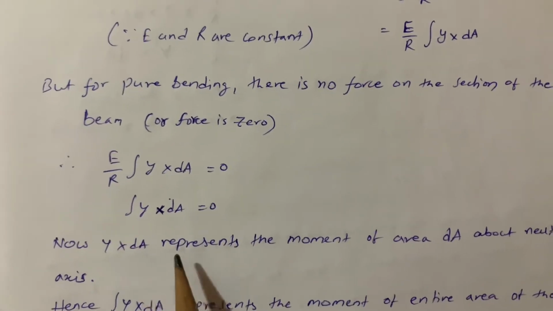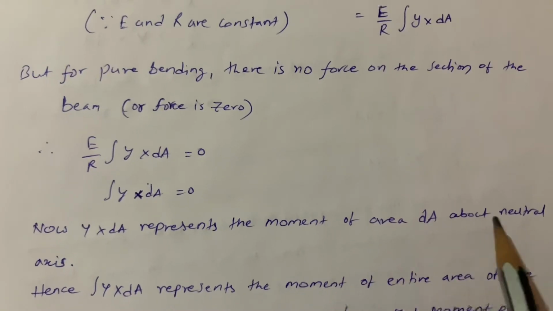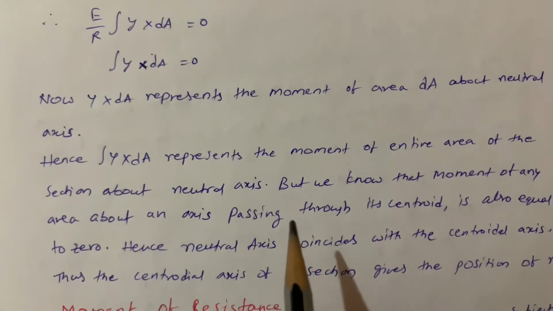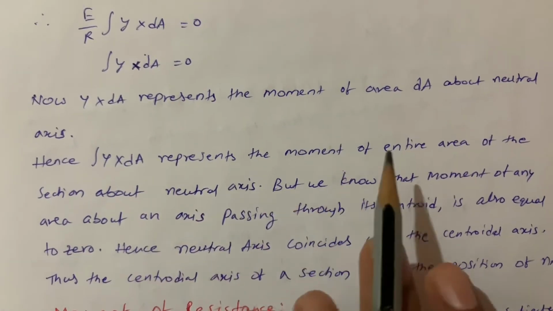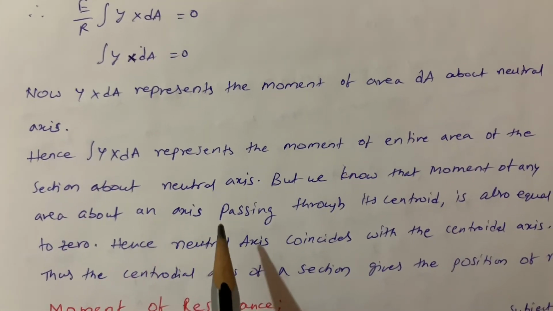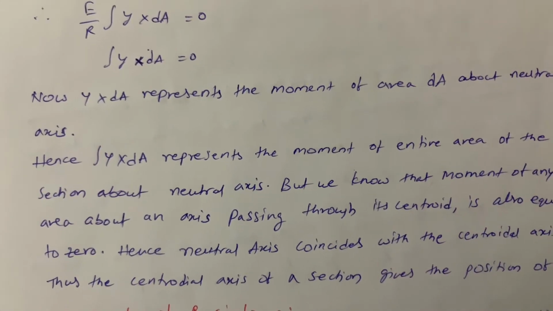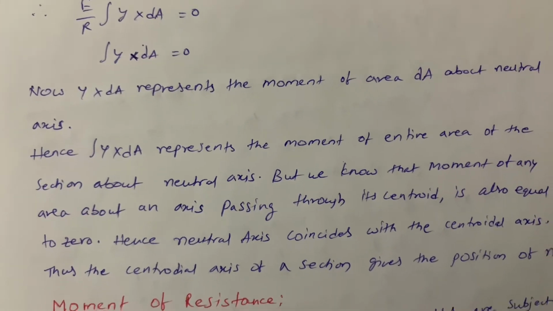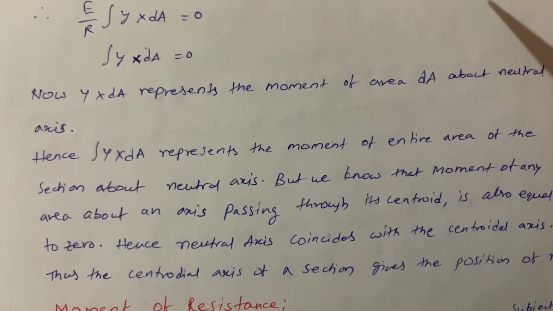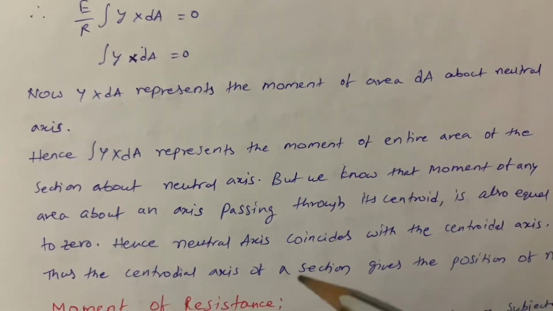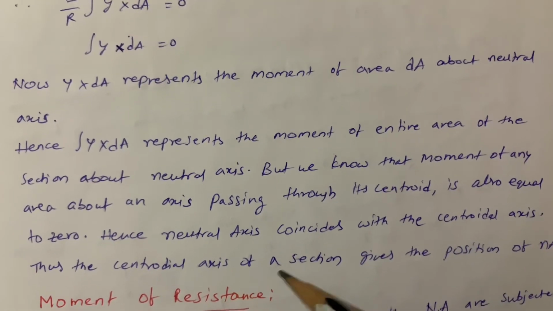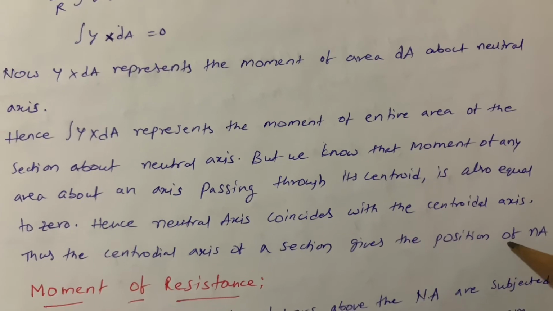Now the integral of Y into dA represents the moment of area dA about the neutral axis. Hence our conclusion is that it represents the moment of area about the neutral axis, but the moment of any area about an axis passing through its centroid is equal to 0. Hence the neutral axis coincides with the centroidal axis, and that gives the position of the neutral axis.